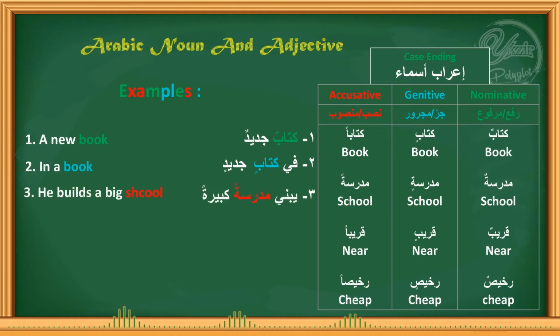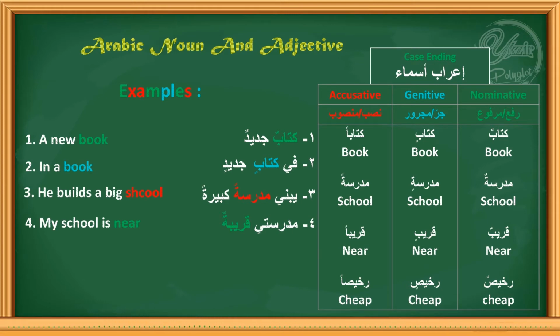Next example is yabni madrasatan kabira, meaning he builds a big school. Here the word madrasa has an accusative case because it functions as an object. Next example, madrasati qariba, my school is near. Maybe you are thinking that this word qariba looks different from the example on this table here.